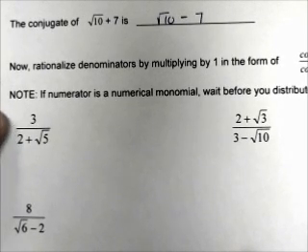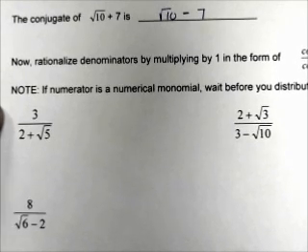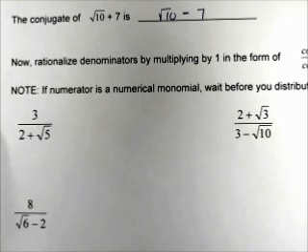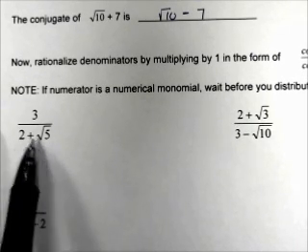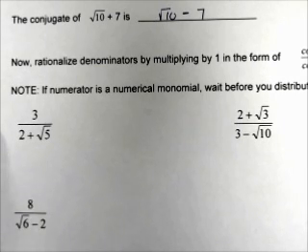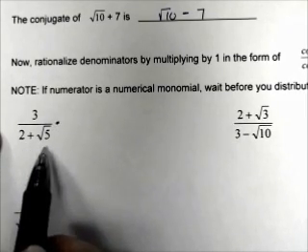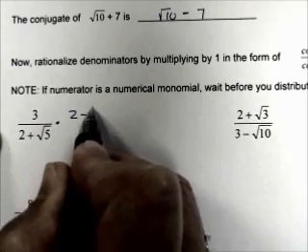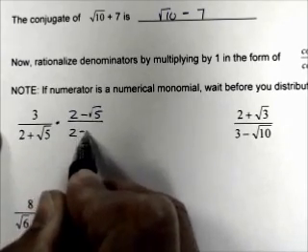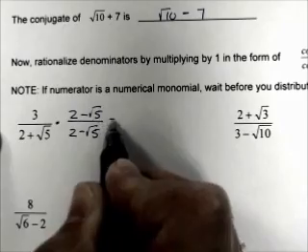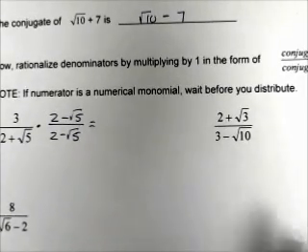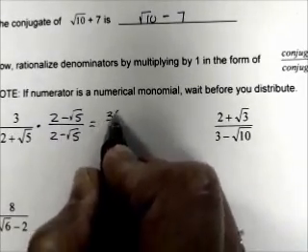Please note, if a numerator is a numerical monomial, wait before you distribute. All right, so we have 3 over 2 plus the square root of 5. We need to rationalize this denominator, right? It contains a radical. Cannot remain that way. So we multiply by the conjugate of the denominator over conjugate of denominator. The conjugate of 2 plus the square root of 5 is 2 minus the square root of 5. I'm going to hold off on distributing in the numerator.